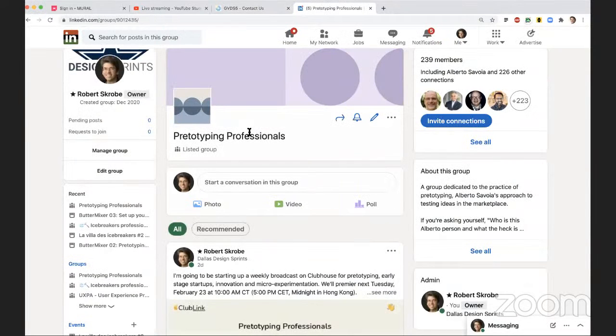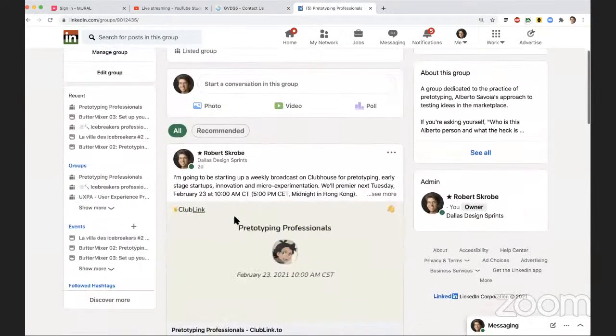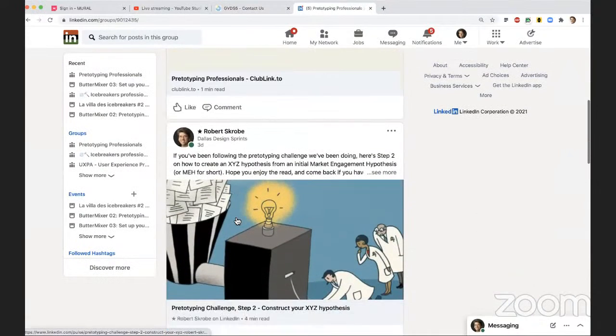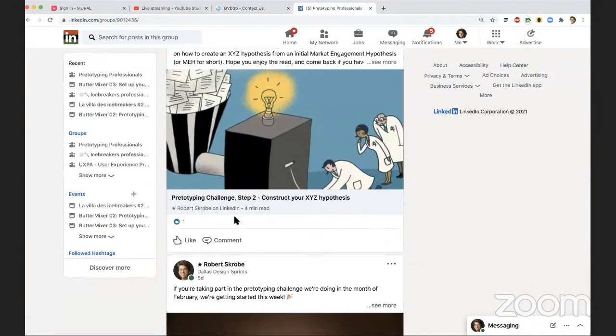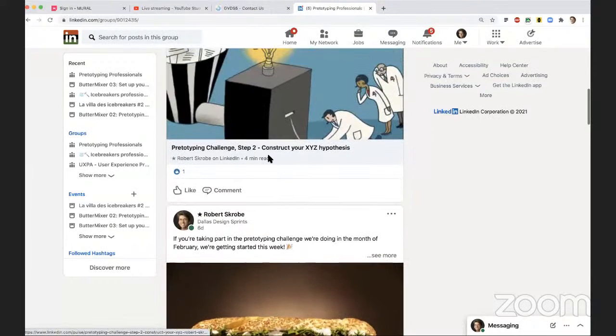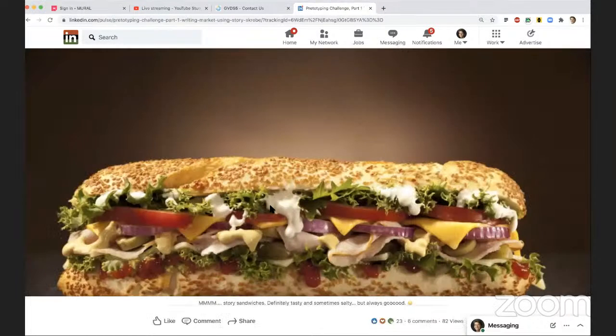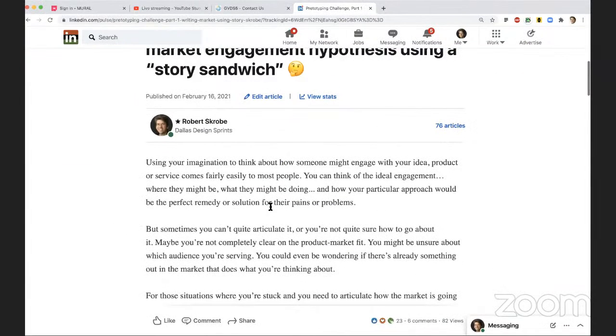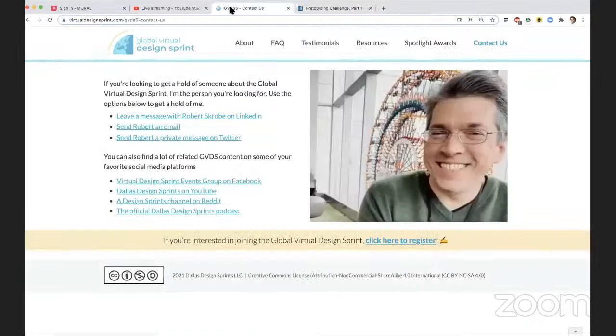If you are on LinkedIn, this is a place where we're doing a prototyping challenge. Prototyping, for reference, is the ability to go into the market and test your ideas for desirability by your intended audience. I'm going through a stepped process. So this is part one, this is step two, I named it differently. This will go through how to actually go about prototyping, and it will help you explore the process before you actually do the GVDS, if you decide to sign up for it.